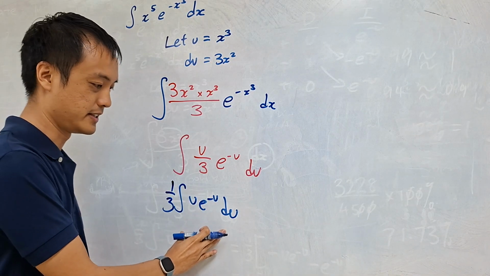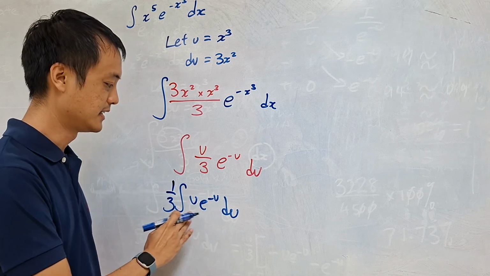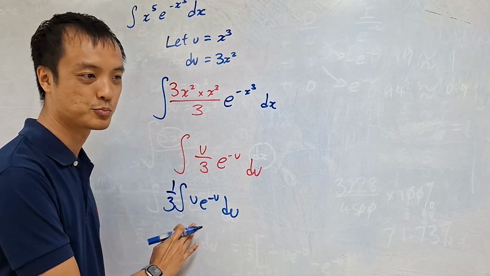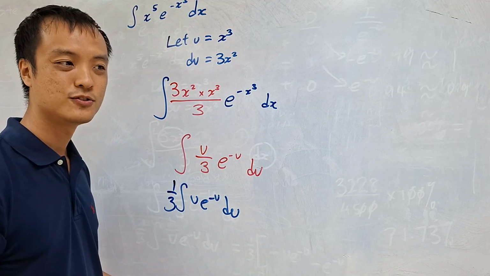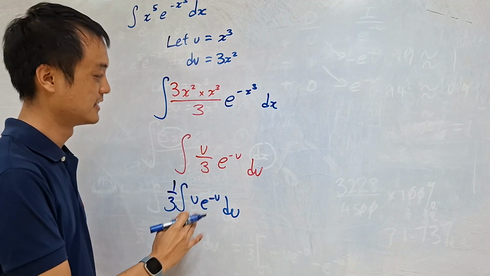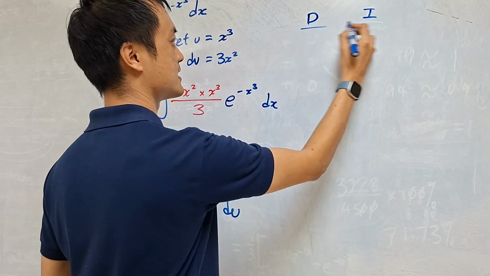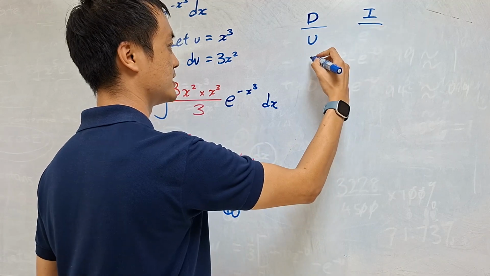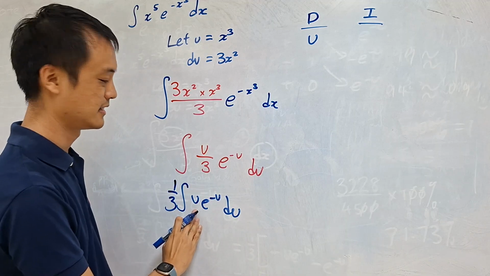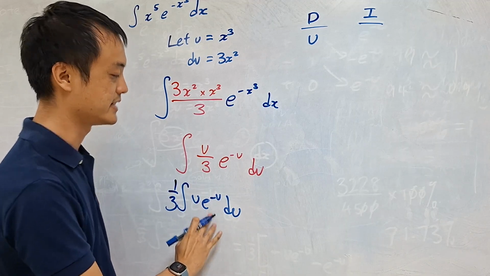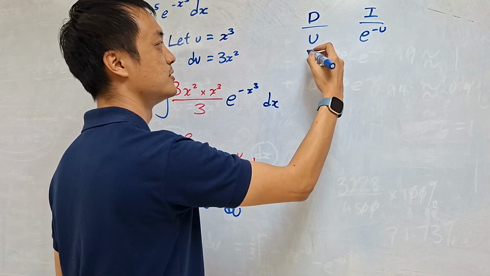Okay, now over here, obviously we cannot use u substitution again. This is another product, but this product is much simpler than the original product. So what shall we do? Integration by parts. So we can write D on one side and I on the other side. We just keep on differentiating one of the terms. So D, differentiate this u, and integrate the other term, e to the power of minus u.